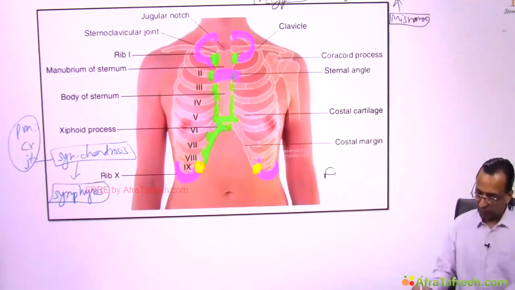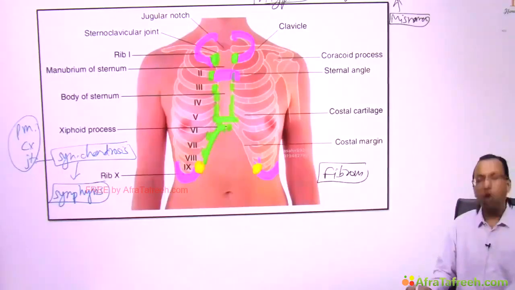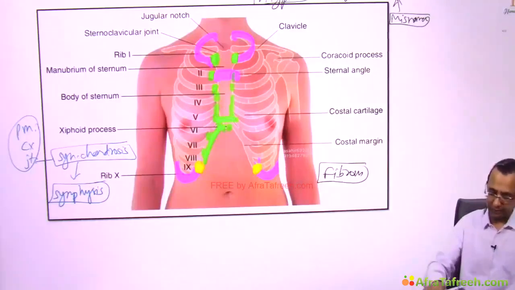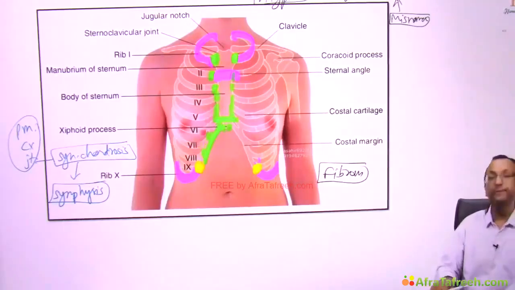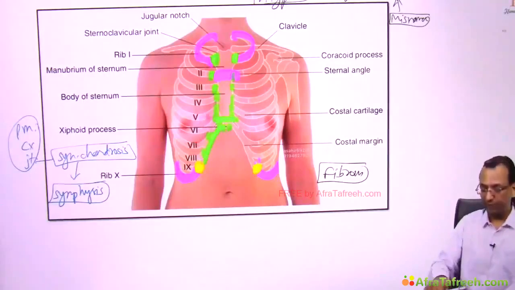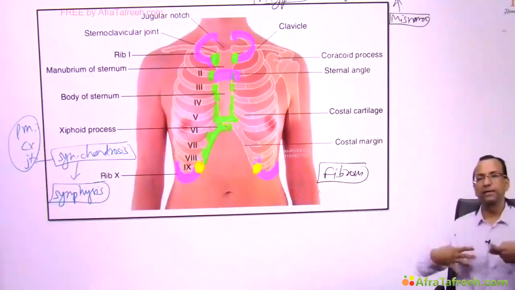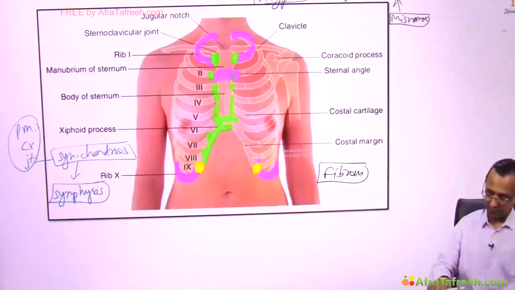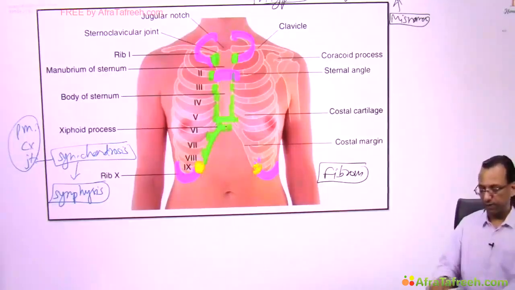So you are telling that all the ribs starting 2nd rib, 3rd rib, 4, 5, 6, 7, 8, 9, 2nd to 9, all of them have a synovial joint at their tip? Yes. And they're freely mobile? Yes. But not the 10th rib? No. Why? What about the 10th rib? It is not synovial, it is fibrous.